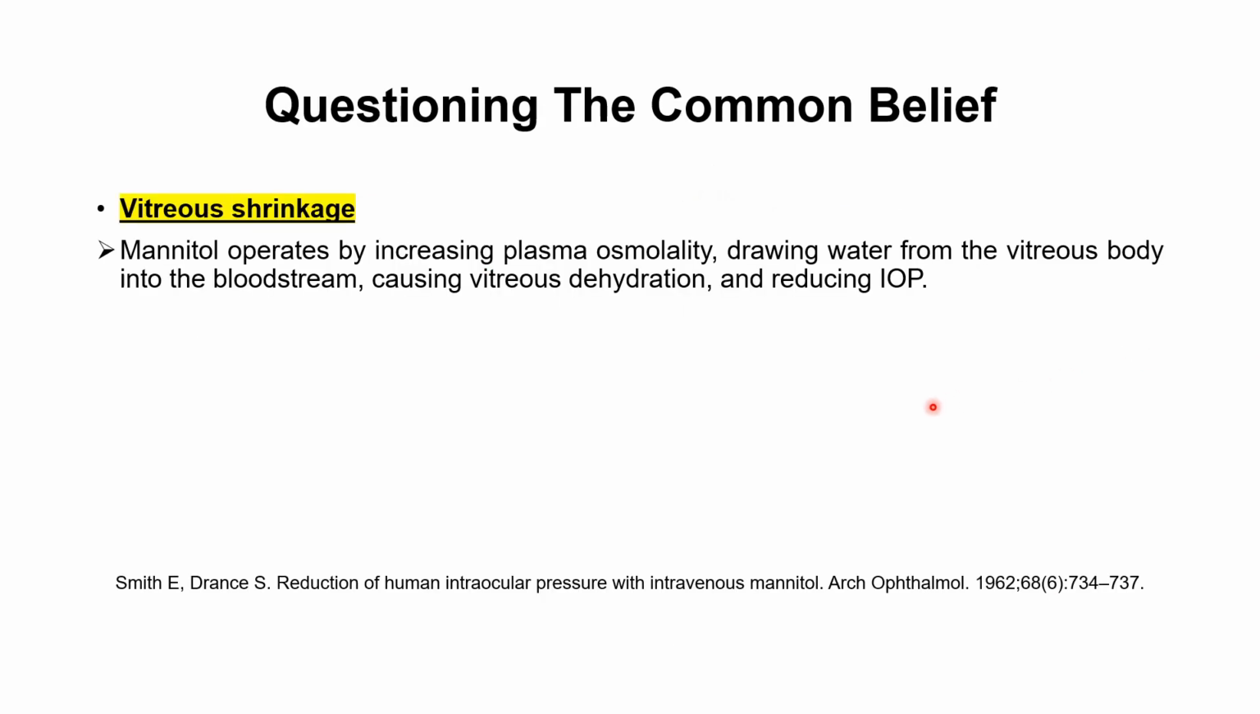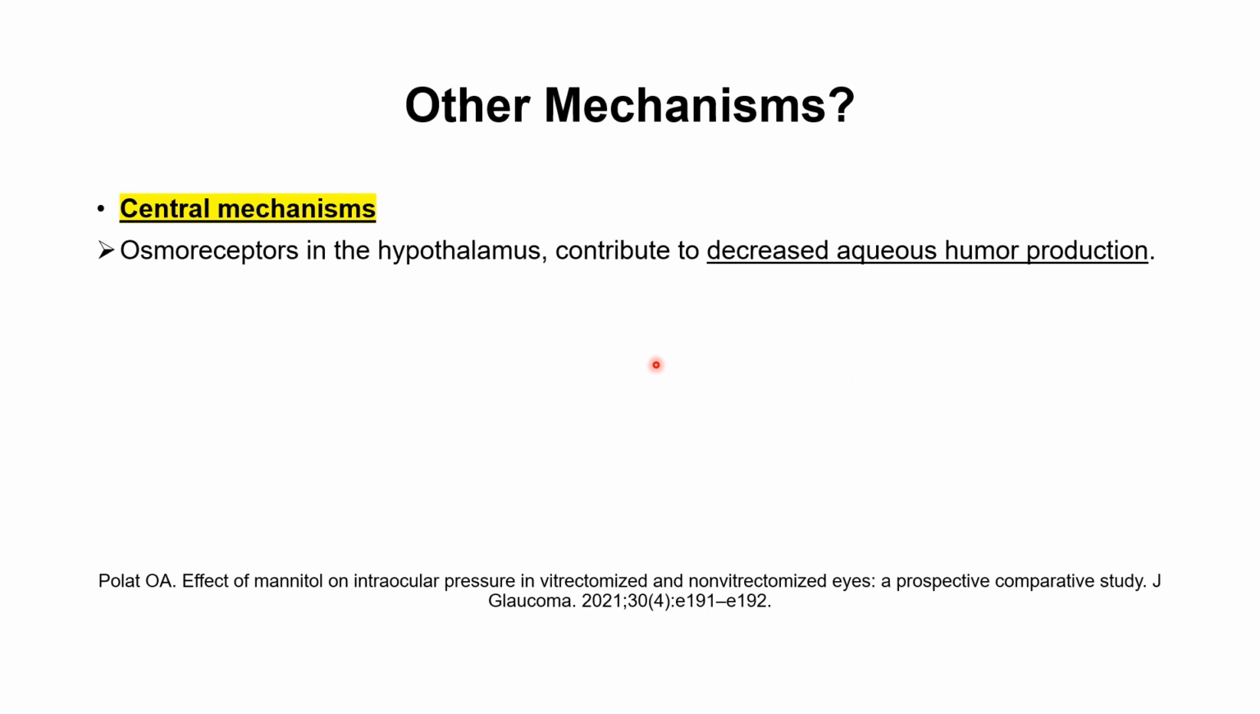So in this paper we are questioning the common belief among eye surgeons and ophthalmologists that mannitol only works by vitreous shrinkage, through increasing the plasma osmolarity and drawing the water from the vitreous cavity toward the bloodstream, causing vitreous dehydration and therefore reducing the IOP. What we are questioning is, is this the only mechanism for the IOP reduction effect after giving mannitol? Is there any other mechanism reported in the literature?